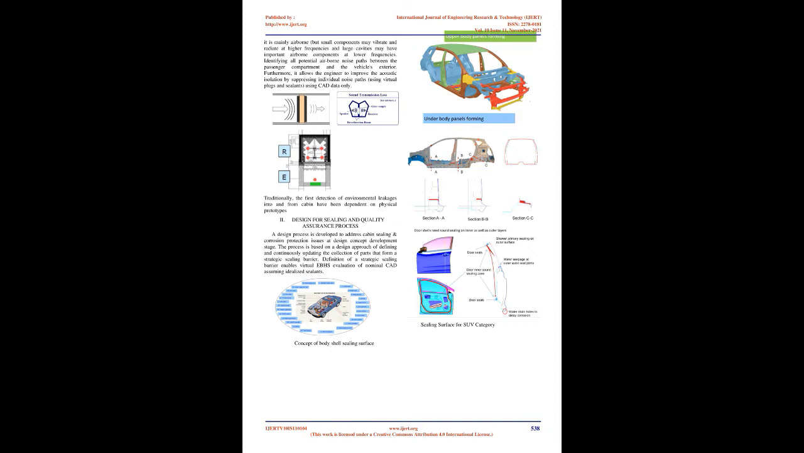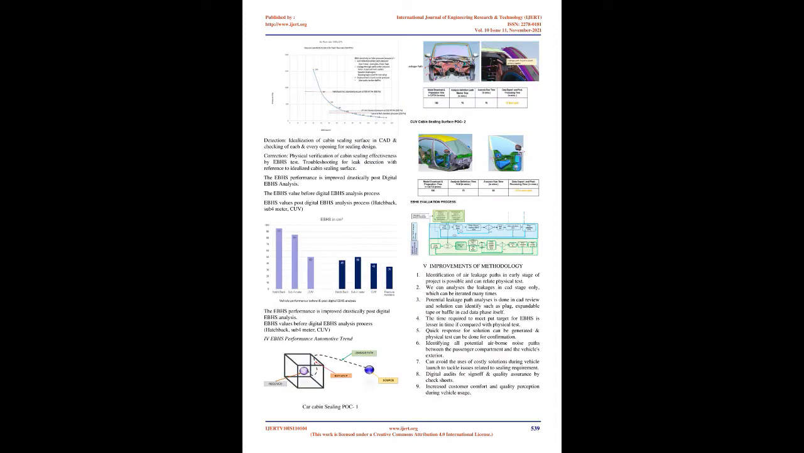It is hard to make a general split in frequency ranges between air and structure-borne transmission. It depends very much on the concrete application, but for car interior noise, the transmission path below 500 Hz is dominantly structure-borne and above 800 Hz it is mainly airborne, but small components may vibrate and radiate at higher frequencies and large cavities may have important airborne components at lower frequencies.